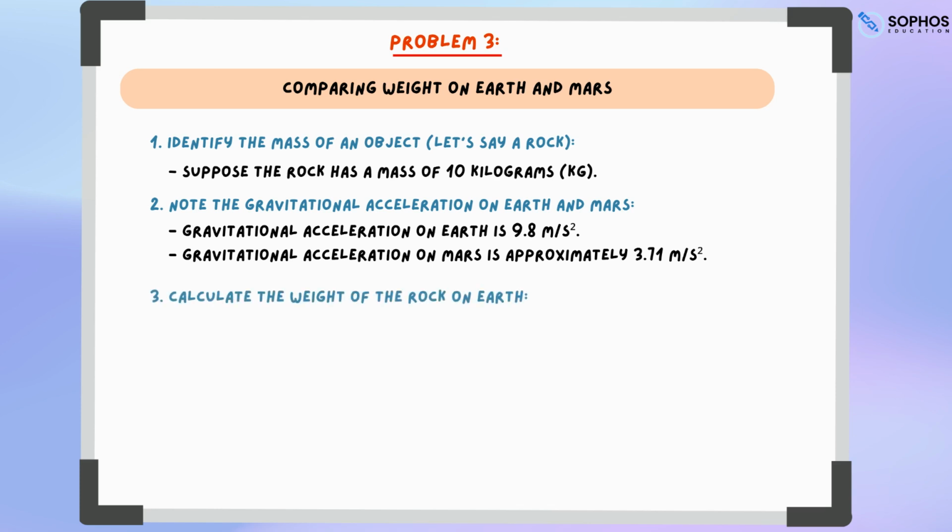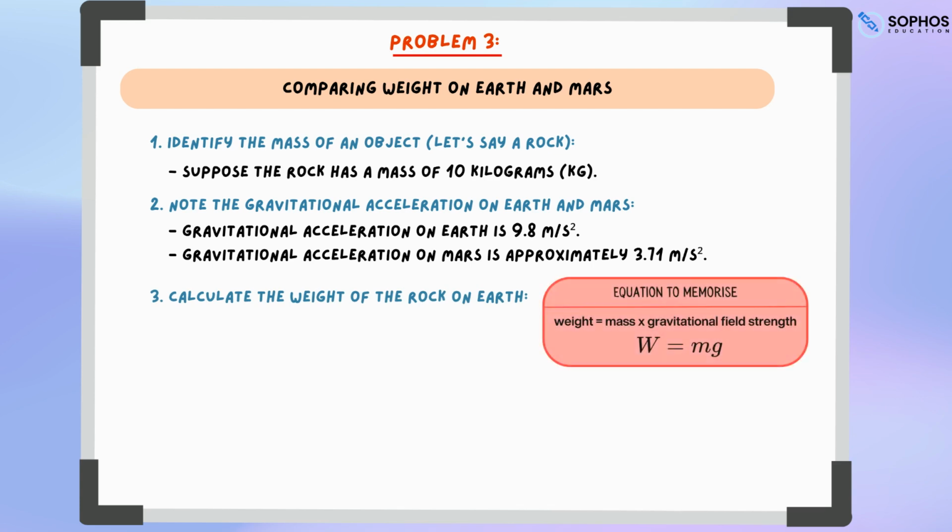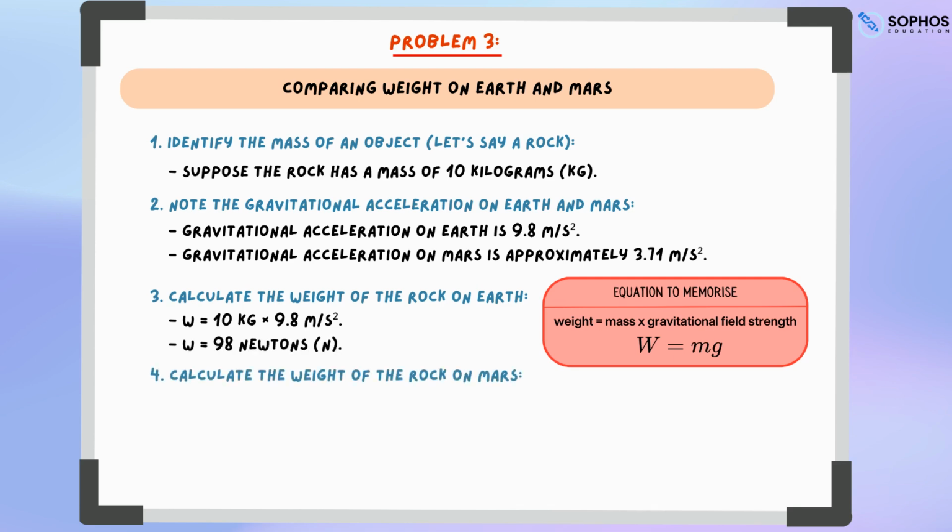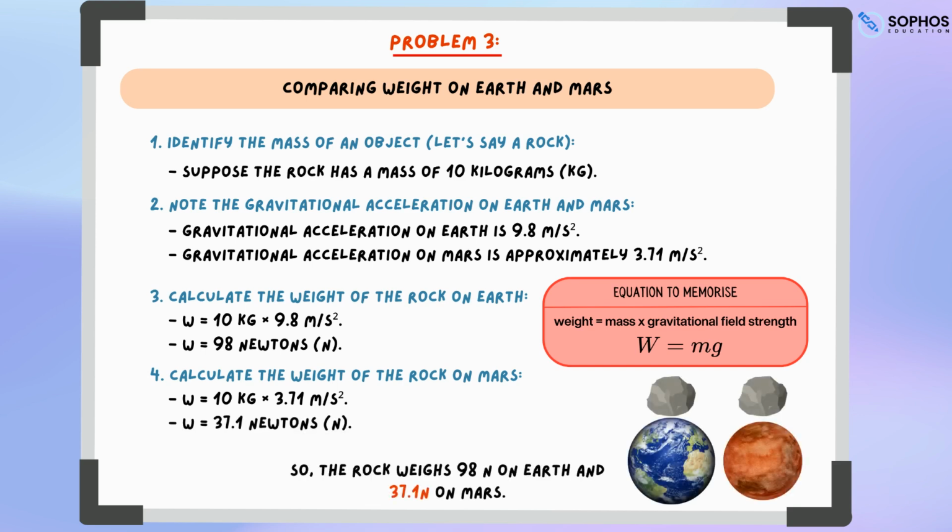Next, calculate the weight of the rock on Earth. Weight on Earth equals mass times gravitational acceleration. Weight equals 10 kilograms multiplied by 9.8 meters per second squared. This gives us 98 newtons. Now calculate the weight of the rock on Mars. Weight on Mars equals mass times gravitational acceleration. This is 10 kilograms times 3.71 meters per second squared, which equals 37.1 newtons. So the rock weighs 98 N on Earth and 37.1 newtons on Mars.